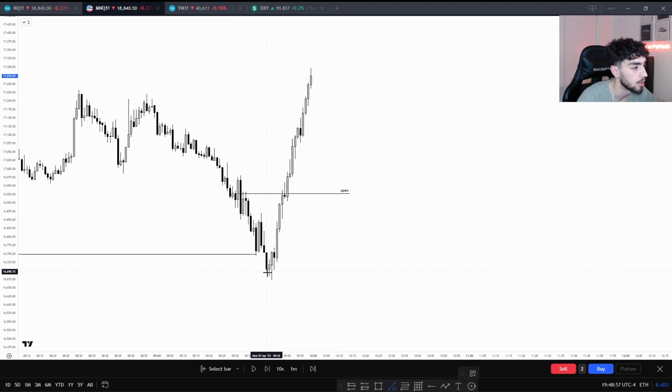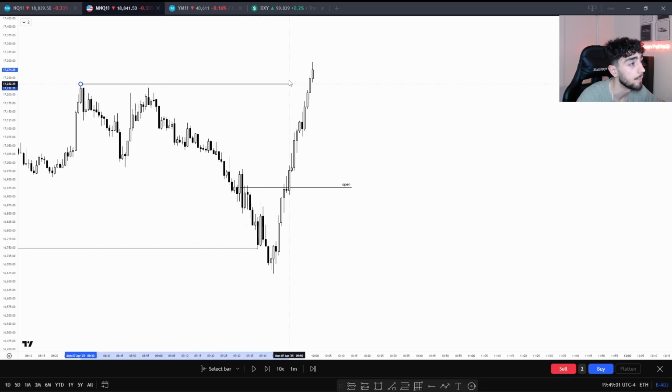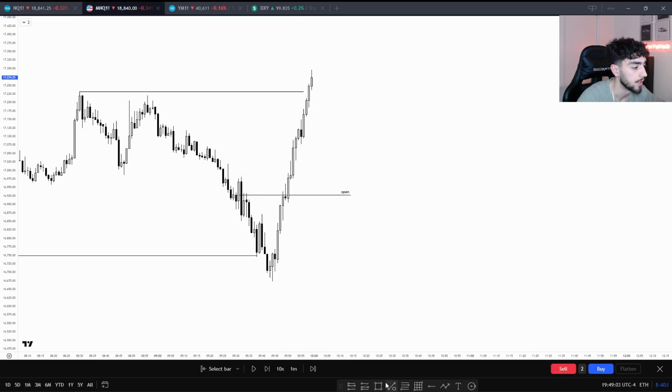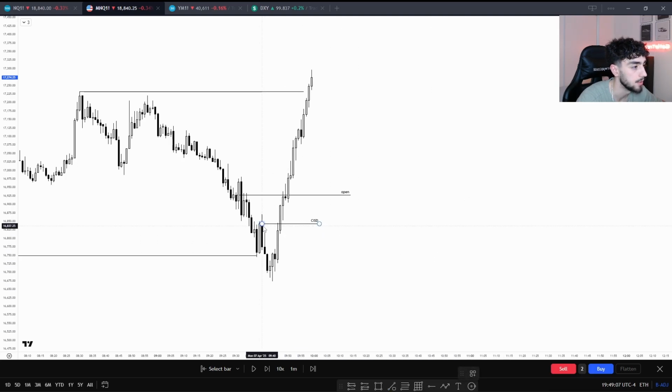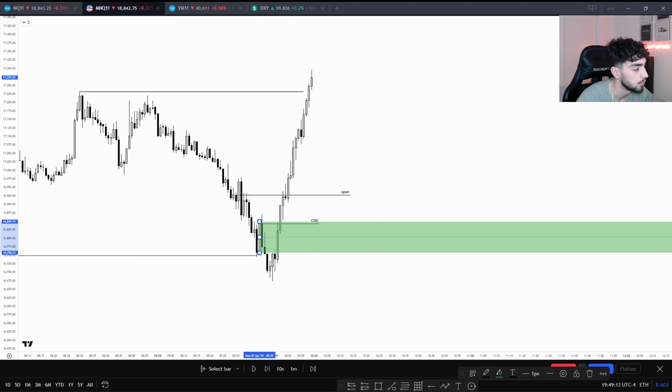We open, we go lower. We have equal highs up here, which is a really nice objective, right? And then we get a CISD, which is right here. So this is your CISD, 1, 2, 3 down close candles trading in to take that low. You also have a breaker block, which is right here.